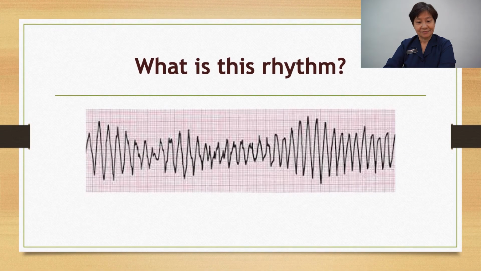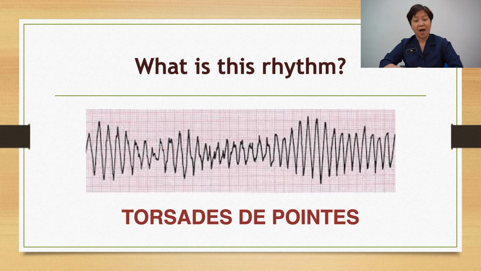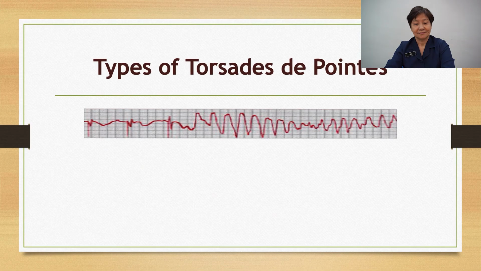Okay, next. Can you see there's some funny pattern over here? This is what we call torsades de pointes. It's one kind of polymorphic VT. The difference from VF is here you have one pattern, where there is a twisting point. I will show you a few patterns of torsades de pointes.